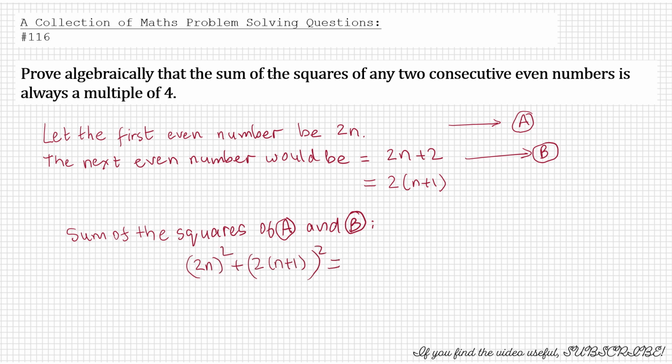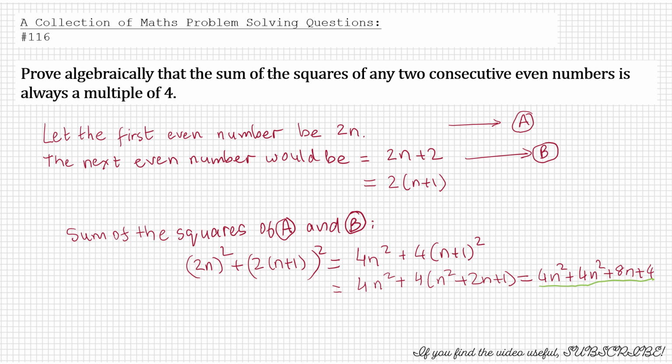And then it's 2n whole square plus 2 within brackets n plus 1 whole square. And this will give you 4n square plus 4 times n plus 1 whole square. And then you expand n plus 1, so it becomes 4 times n square plus 2n plus 1, and this remains 4n square. Multiply the things within the bracket by 4 and remove the bracket altogether, so you're left with 4n square plus 4n square plus 8n plus 4.